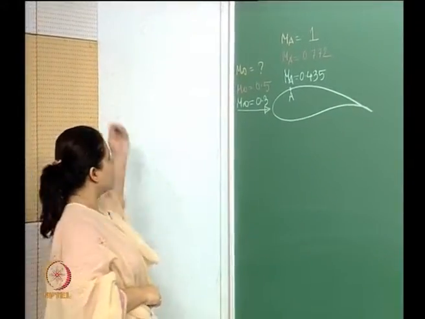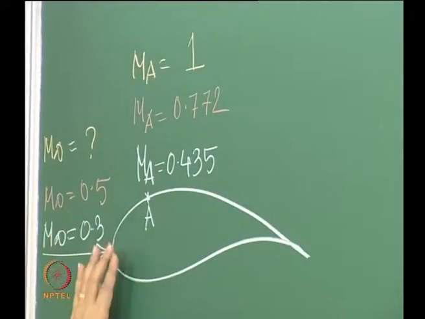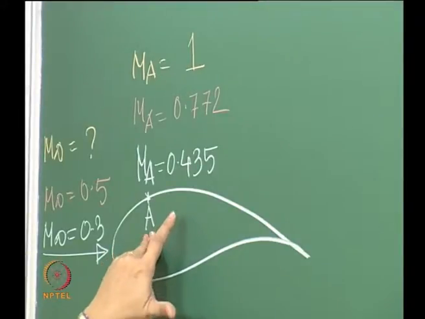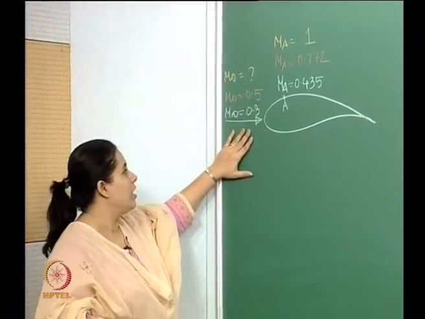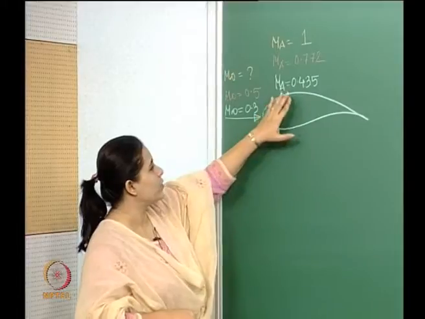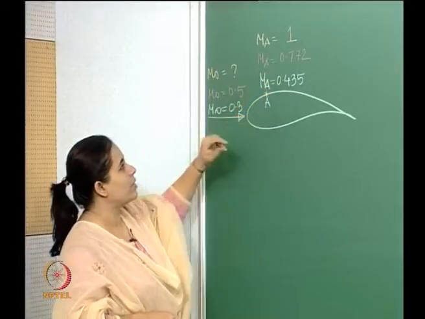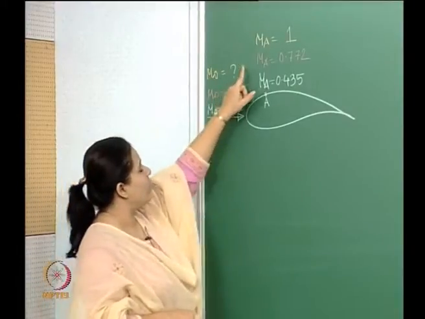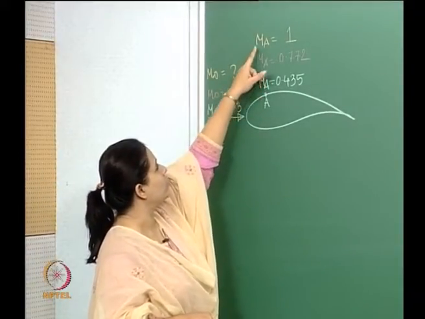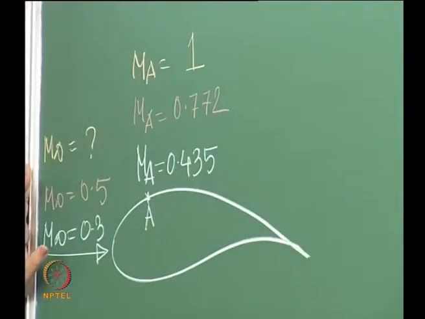incoming Mach number? So what we are doing here is, first we said that we have a location here which is minimum pressure, maximum Mach number. We have an incoming Mach number of 0.3, and the corresponding Mach number here is 0.435. We increase this Mach number to 0.5, so the corresponding M A becomes 0.72. Now, what is the Mach number to have a Mach number at this location as 1? To have a sonic region at 1, what should be the corresponding Mach number?